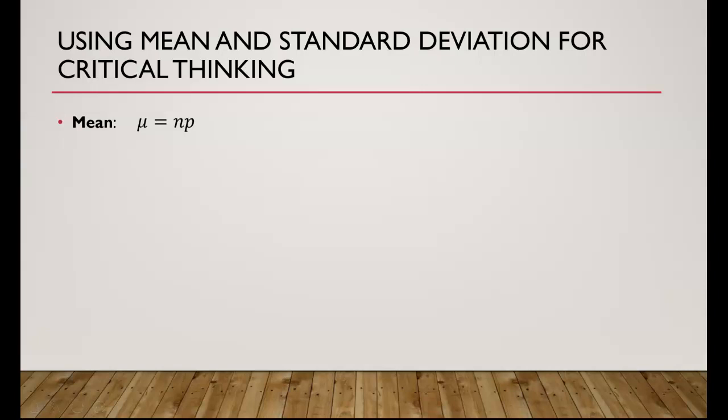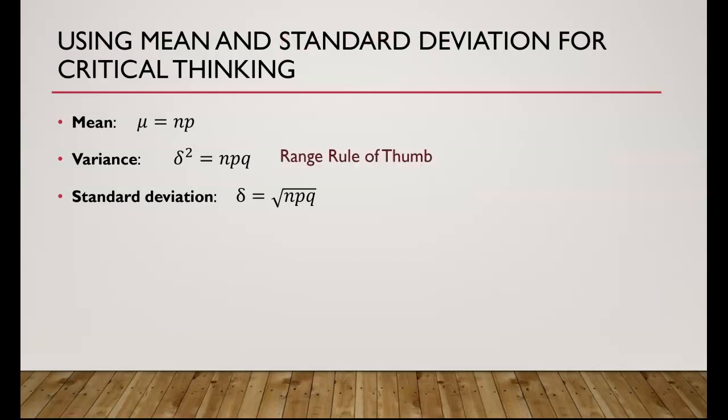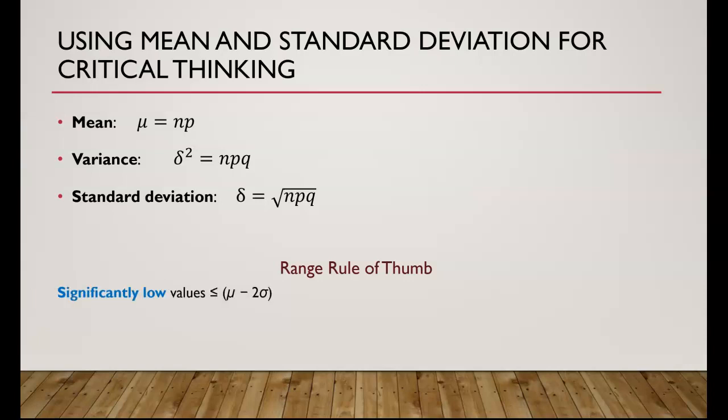Mean is found by multiplying n, the number of trials, times p, the probability of success. Variance is found by multiplying n times p times q. Variance is sigma squared. Standard deviation is the square root of sigma squared, and equals the square root of n times p times q. When we make conclusions about the data, we use the range rule of thumb to identify significant values, significant high and significant low values.